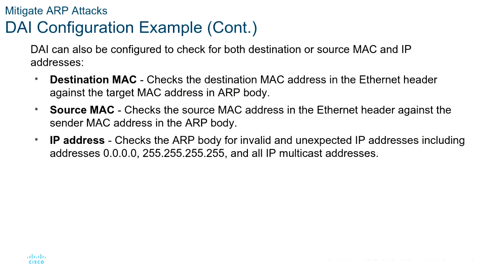So DAI can check for destination or source MAC and IP addresses. Destination MAC address: what's the destination address that the host machine is trying to send the Ethernet frame to? Check the source MAC address against the sender MAC address in the ARP body. It's got to match the real hardware. IP address, we don't want just any kind of IP address. We don't want 0.0.0.0, that's like the wildcard that matches everything. We don't want any multicast, host machines don't use those. We don't want 255.255.255.255. So it'll check for all that.